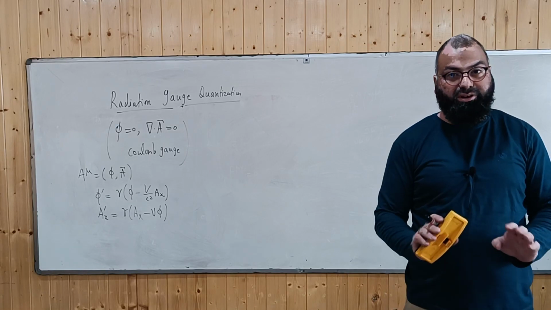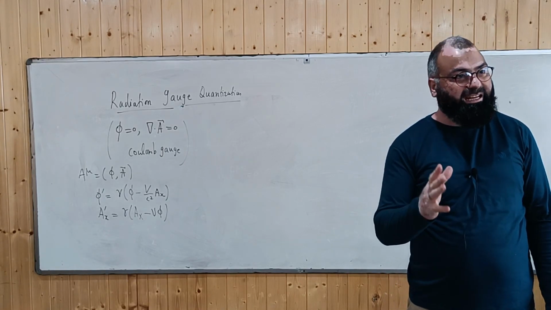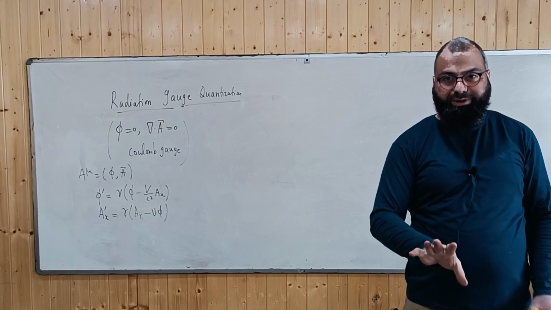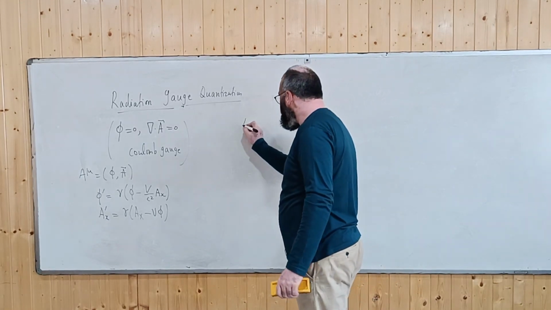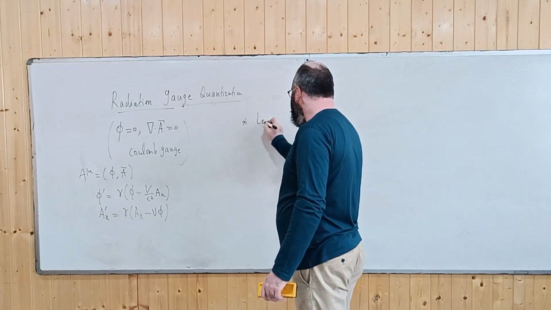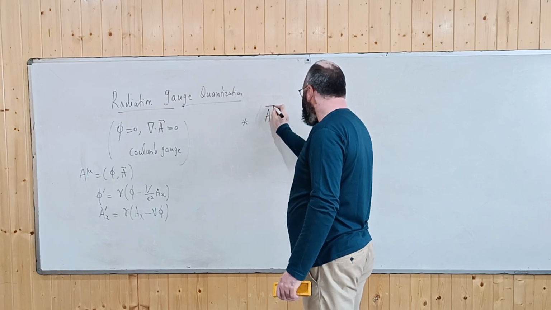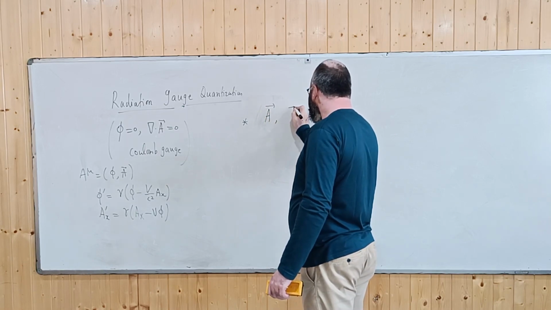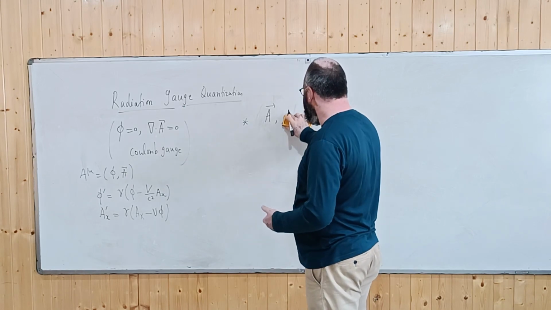Got it? But at the cost of Lorentz covariance, we have arrived at 2 physical degrees of freedom. Okay, so now what will we do? We will impose, naively, commutation relations. So what are our degrees of freedom? Our degrees of freedom are this vector A and pi. Clear?